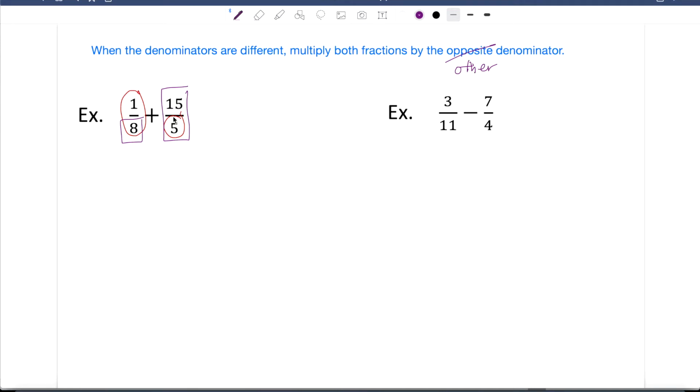So let me explain. So 1 over 8, we're going to multiply top and bottom by the other denominator. We still keep the plus sign because that's what the problem wants us to do. And for 15 over 5, we're going to multiply top and bottom by the other denominator, which is 8.